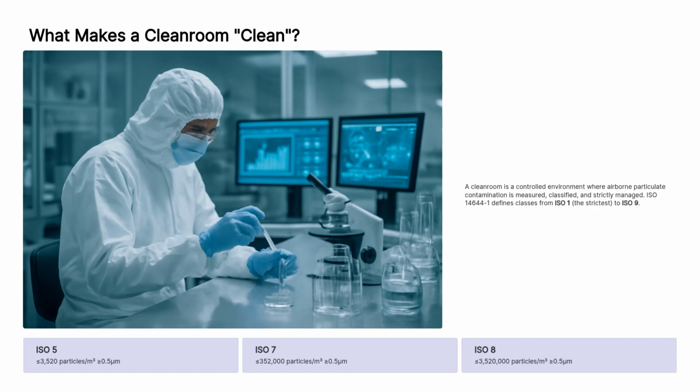International Organization for Standardization 14644-1 defines cleanliness classes from International Organization for Standardization 1 to International Organization for Standardization 9. For instance, International Organization for Standardization 5 allows up to 3,520 particles per cubic meter, while International Organization for Standardization 7 permits up to 352,000, and International Organization for Standardization 8 allows up to 3,520,000 particles, all greater than or equal to 0.5 micrometers.